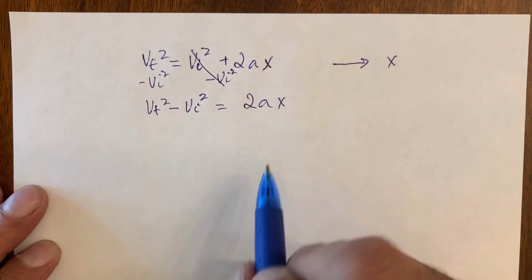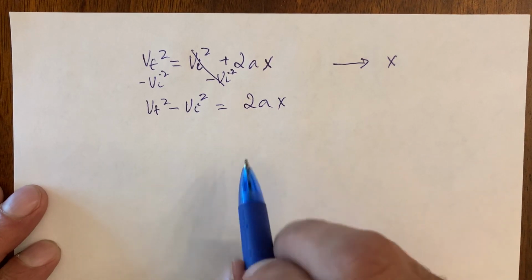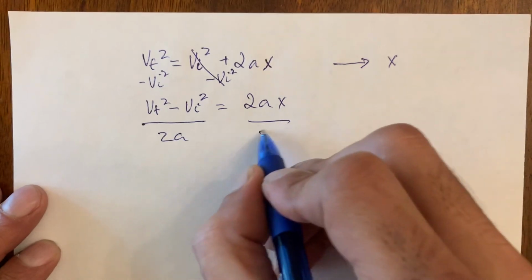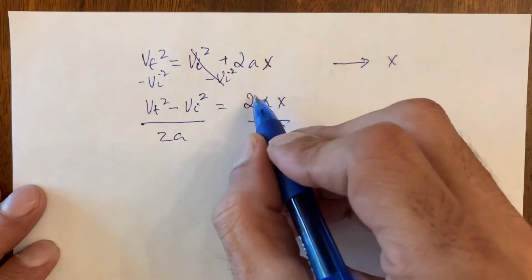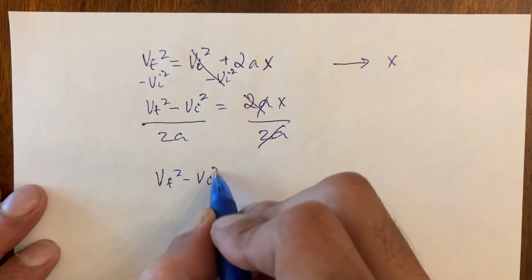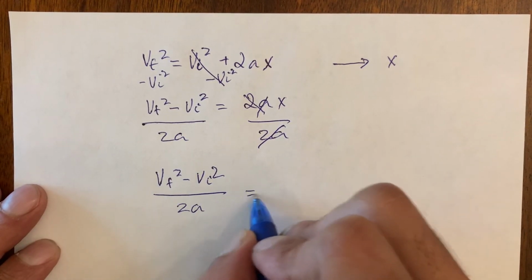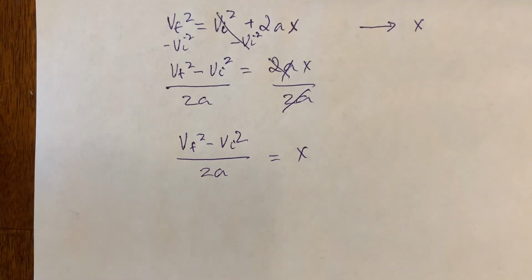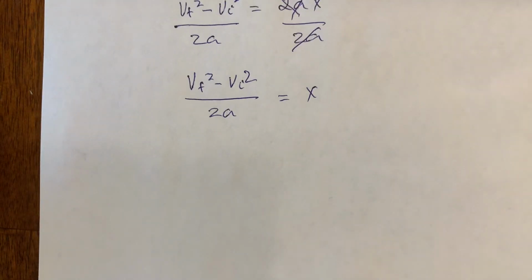Next, I need to get rid of the 2a. I don't need to do this in two parts. I could just divide both sides by 2a. And so I'm left with vf squared minus vi squared over 2a is equal to x. Okay? And really, that's all there is to it. You just kind of work your way out.